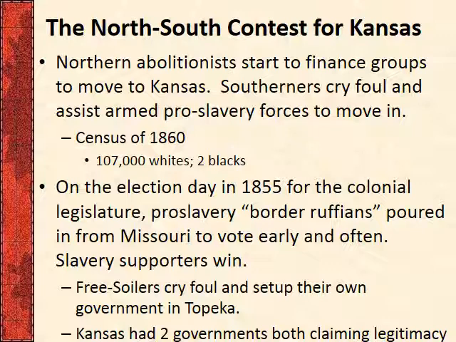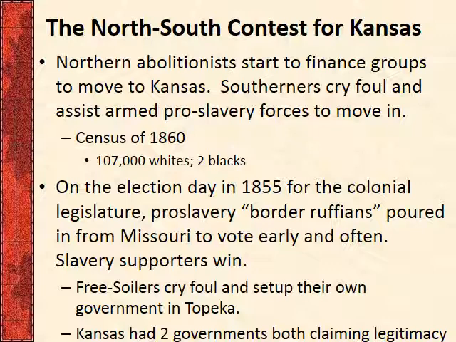And this is what happens in Kansas. So Northern abolitionists start to finance groups. So they almost be like lobbying groups. They pour money and they get groups of people who agree with their opinion, and then they move to Kansas. So they're not people who are looking to farm in Kansas. They're abolitionists who are moving to Kansas for the sole task of getting Kansas as a free state, which would throw off the balance, right? Because Kansas is supposed to be a slave state under the plan.